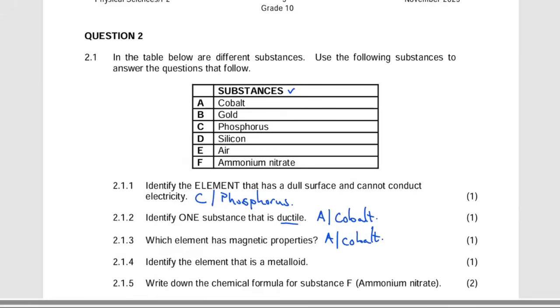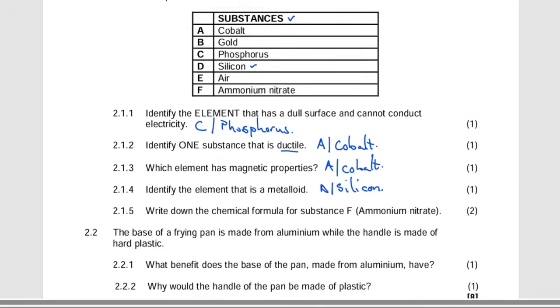Then moving on to 2.1.4, it says identify the element that is a metalloid. So this is more of a semi-metal. The only semi-metal that we are going to have there is our silicon. So we come to D, or silicon. This is our answer for 2.1.4.